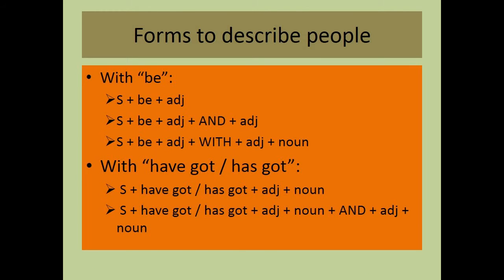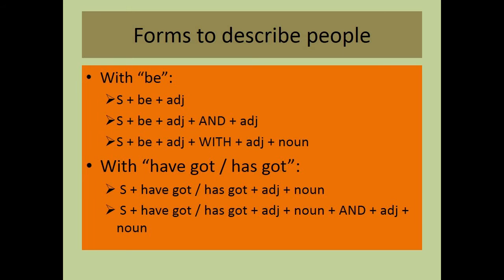And now that we have finished with this basic vocabulary, let's learn the two forms to describe people with two different verbs. First, we can use the verb be, and we can use a subject, the verb and an adjective. Or we can use the subject, the verb be, an adjective, and another adjective. Or we can say the subject, the verb to be, an adjective, with, and an adjective and a noun.